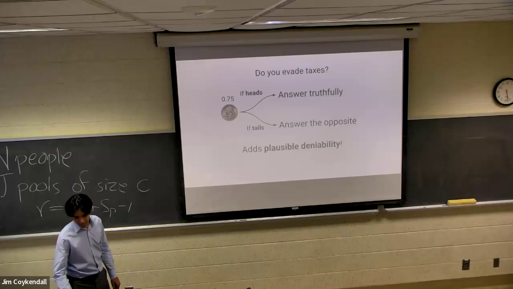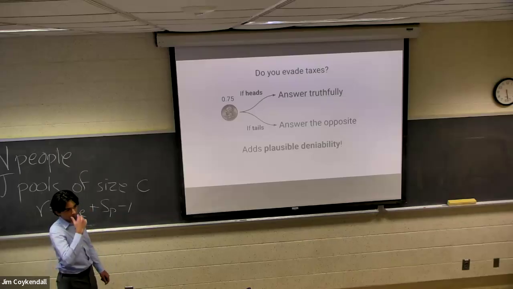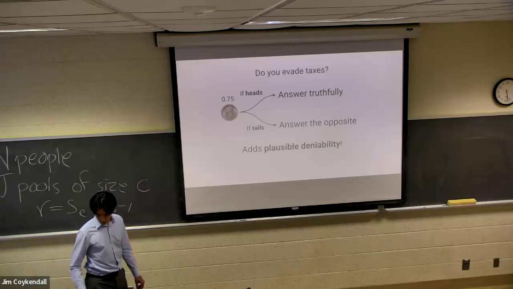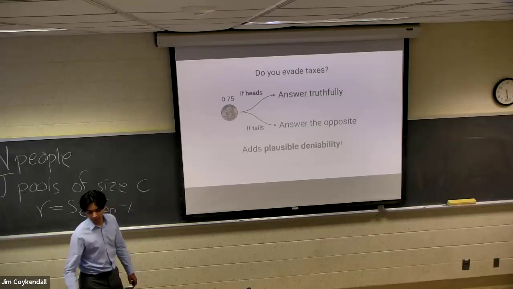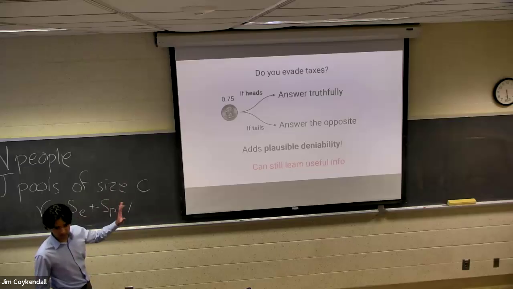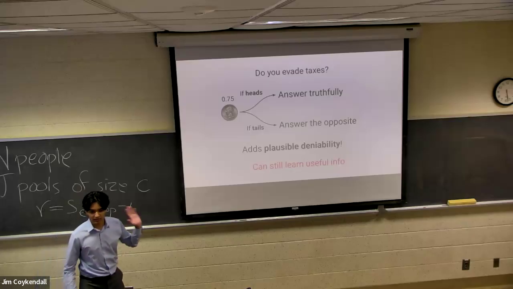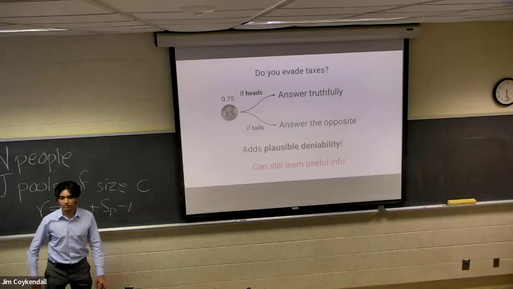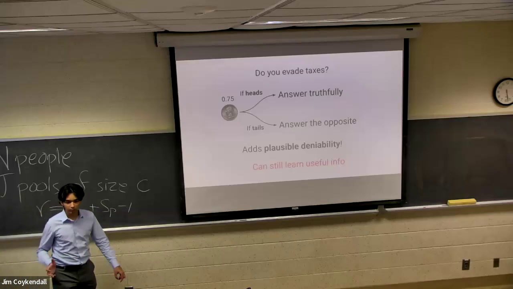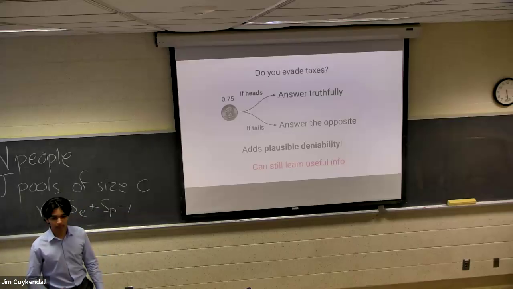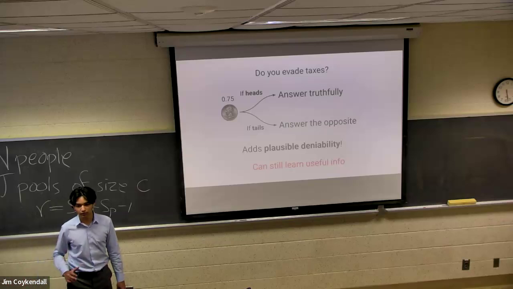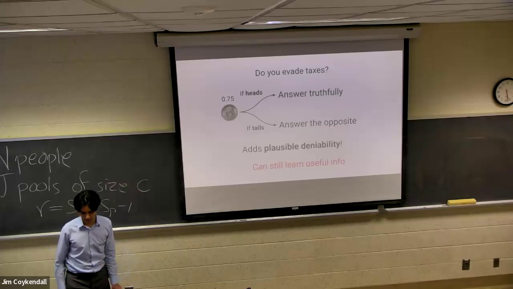Okay. So how do you quantify privacy in this context? The metric to use after using this scheme is called randomized response. Answering the question in this manner, you can still learn useful information. Specifically, you can still learn how many people evade taxes, or the percent of people who evade taxes. So you can still learn useful info while keeping people's privacy secure.